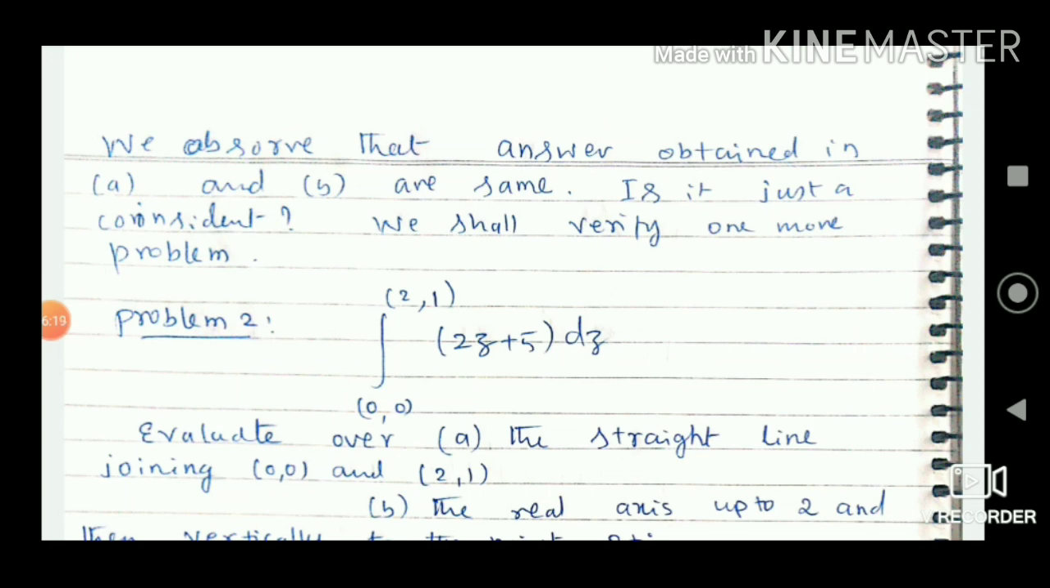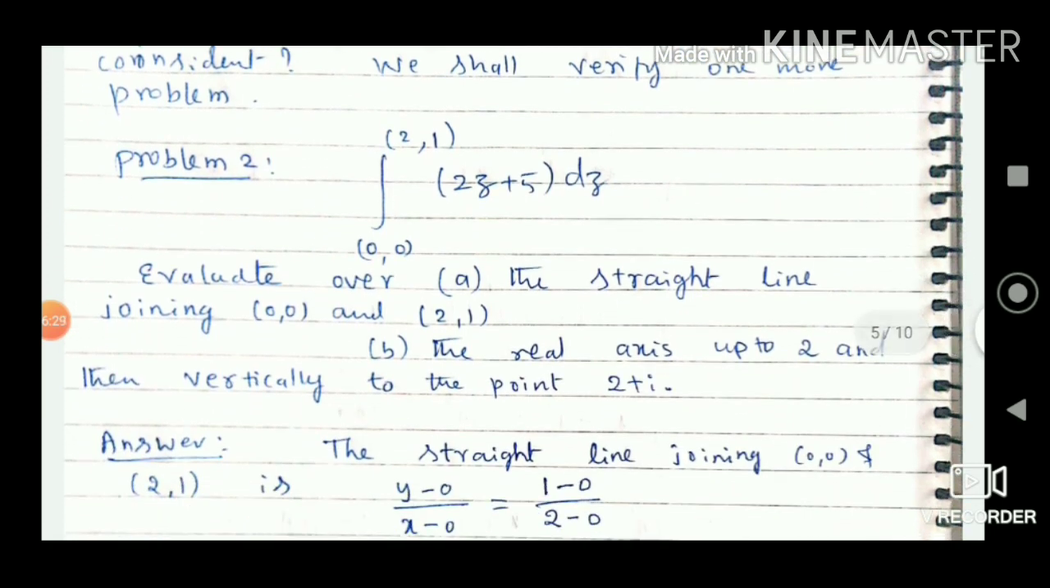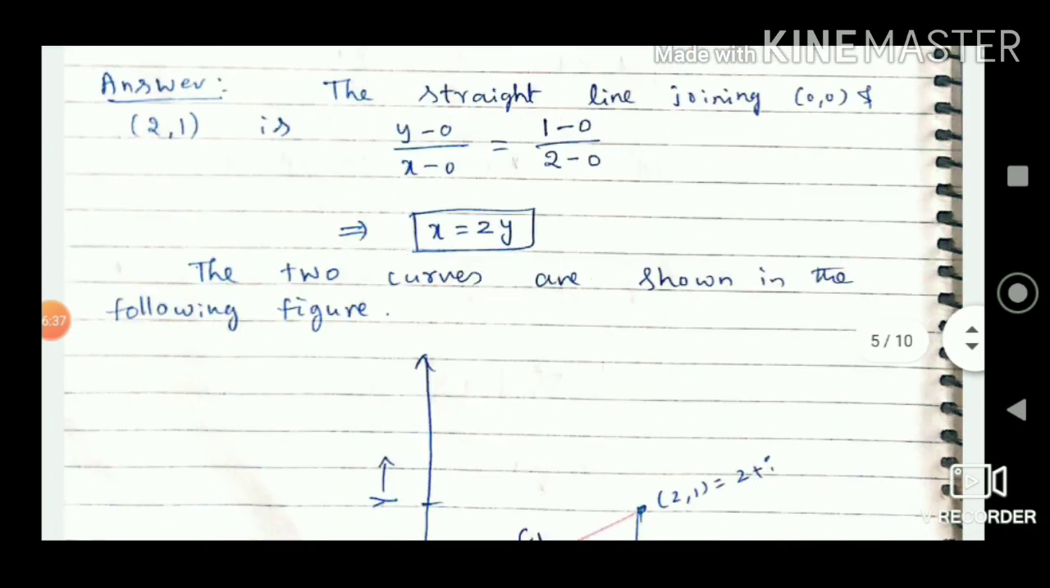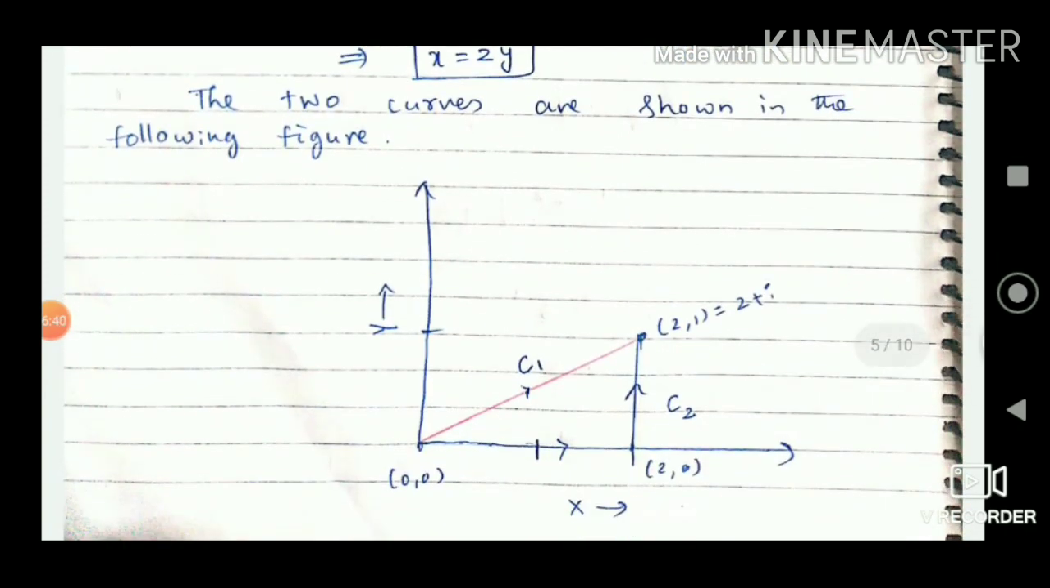The starting point is say 0 0 and the integration is from 0 0 to 2 1. The function f of z is 2z plus 5. I am going to evaluate over the straight line joining 0 0 and 2 1, and the other one I am going to take a different path, that will be shown in the figure. You see, the C1 path is the path joining 0 0 and 2 1. The C2 path is from 0 0 to 2 0 and then 2 0 to 2 1.